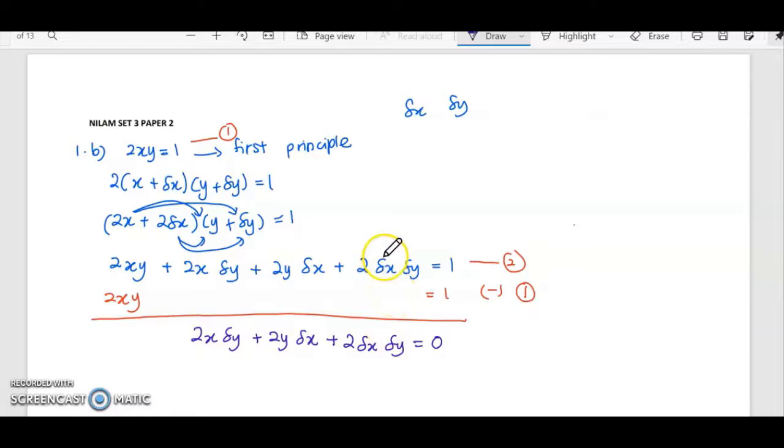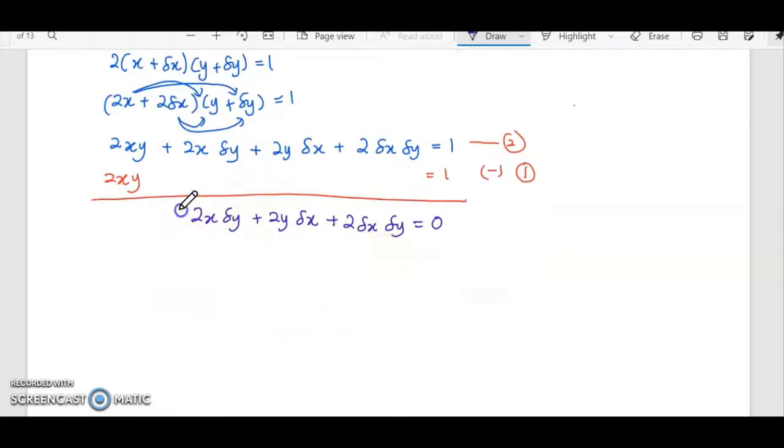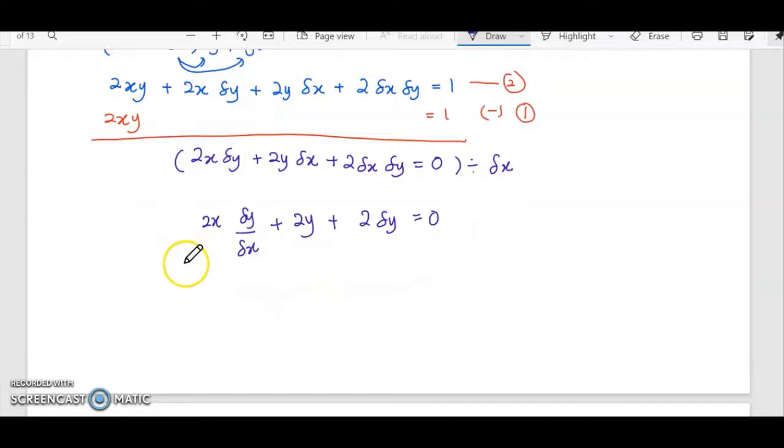So bila dah sampai part kat sini, kita akan bahagikan pula dengan delta x. For each part kita bahagikan dengan delta x. So this part akan jadi 2x delta y over delta x plus 2y plus 2 delta y equal to 0. Okay. So sampai kat sini, awak kena susun dia. Jadikan delta y over delta x sebagai subjek. Okay, kita akan make delta y over delta x as the subject.